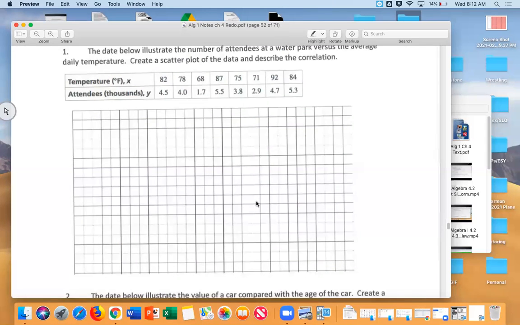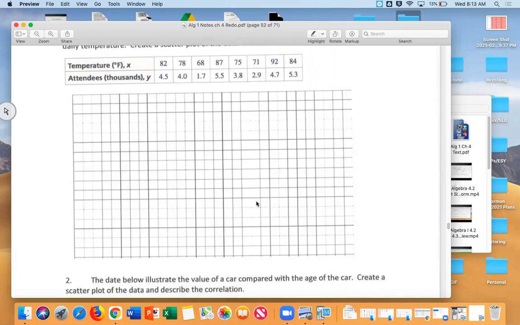All right. So here's what I want us to do. I want us to use our calculators to create a line of best fit and to answer this question. So here's what we need to do. We need to create our table. Up here, we have temperature, which goes 82, 78, 68, 87, 75, 71, 92, and 84. What should I start at for my temperature? Should I start at 0?